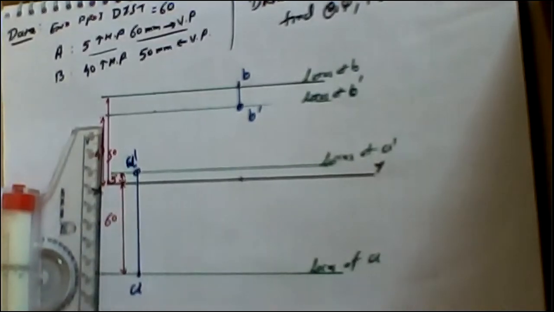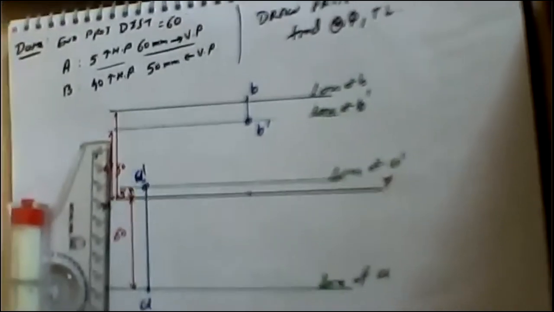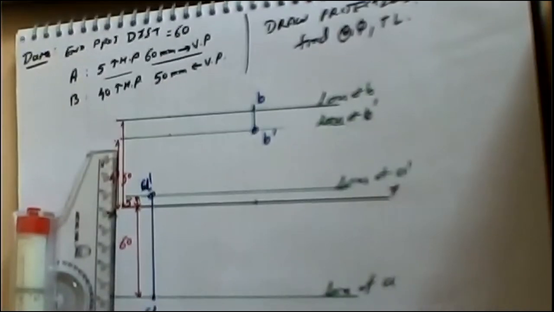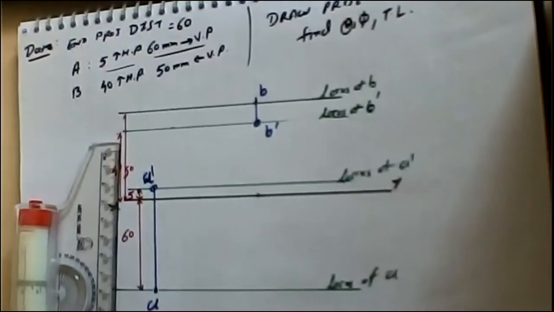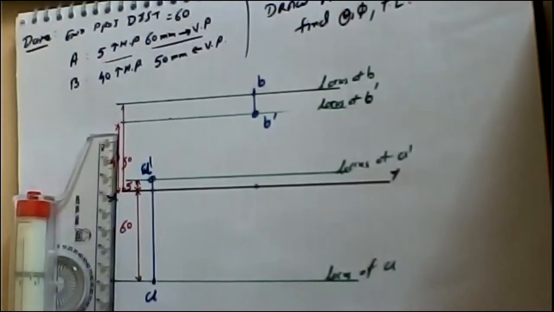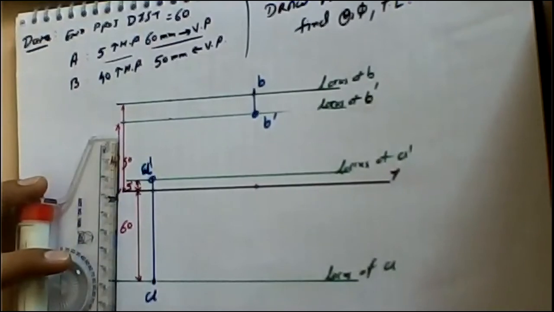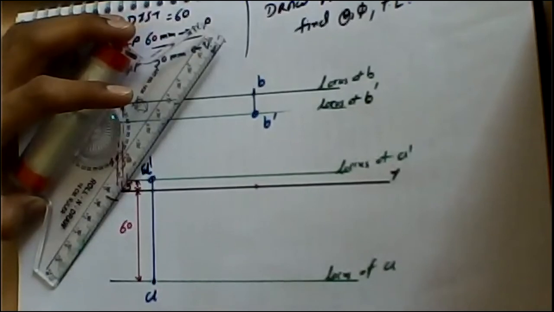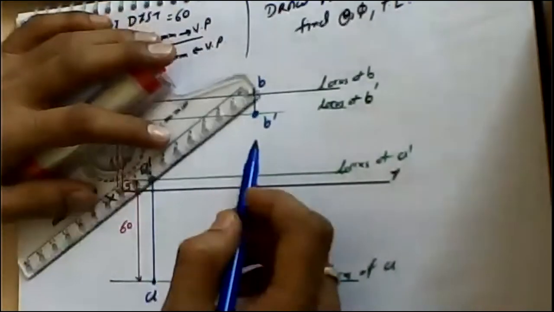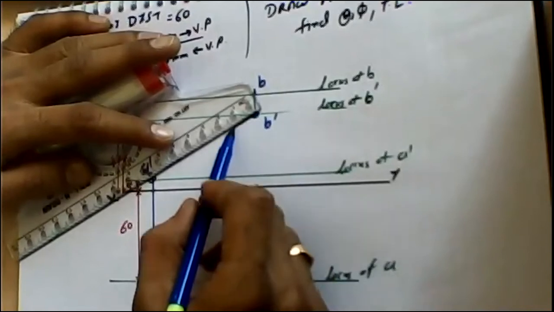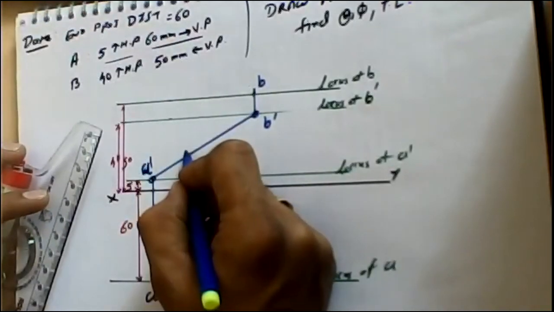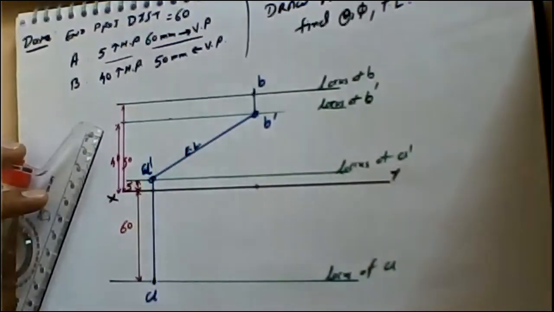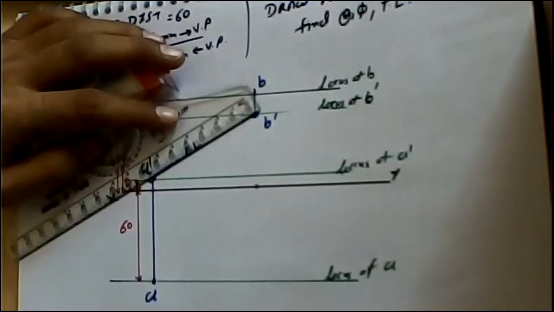Now, as we are aware that A dash B dash itself is the elevation length and AB itself is the plan length. So let us connect the A dash B dash. So A dash B dash itself is going to be representing the elevation length. You can measure that elevation length also. It is going to be 67 mm.